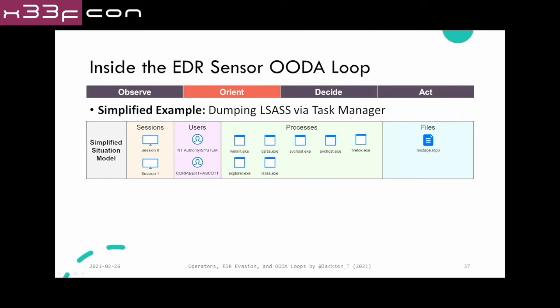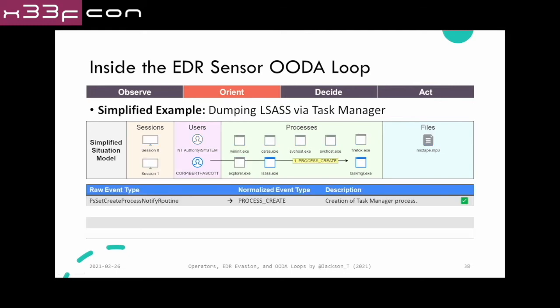You can have a variety of objects of different types, like sessions, users, processes, and files. Here, when the Task Manager process is created, that emits an event from the PsSetCreateProcessNotifyRoutine callback, which then gets normalized as a process_create event. It gets synthesized into the model, represented as the Bertha Scott user creating that process. Next, when we right-click the LSASS process and dump it, that results in Task Manager creating a process handle on LSASS, which gets normalized as a process access event.